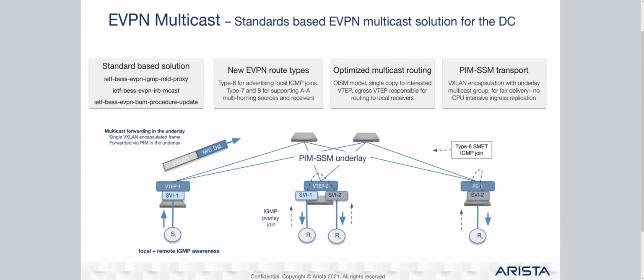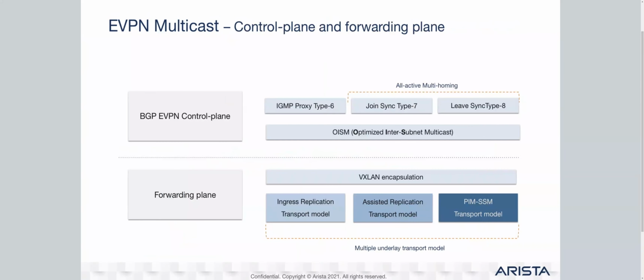So before we go into that, I'm going to hand over to Russ, and Russ can break down where the different components of this solution sit in terms of the control plane and then the forwarding plane. Over to you, Russ. All right. Yeah, thanks, Alex. So before we get into the detail, this is a view of the control plane and forwarding plane for EVPN multicast, looking at OISM.